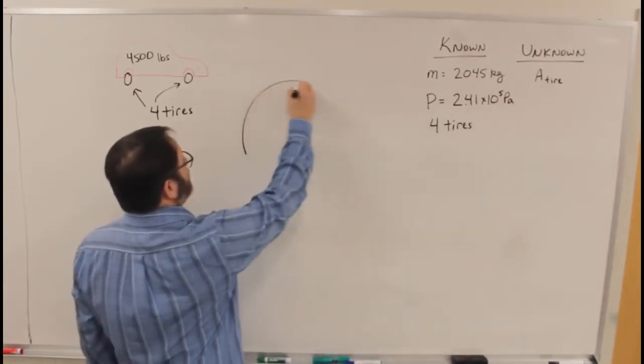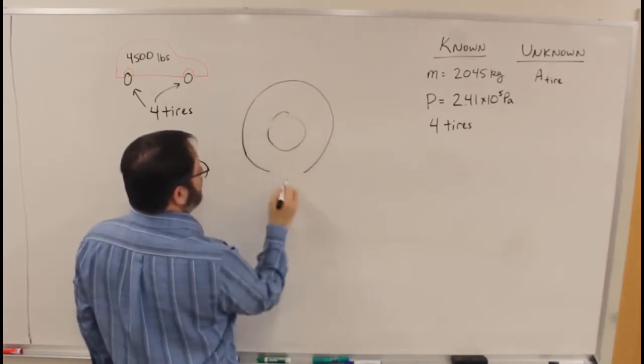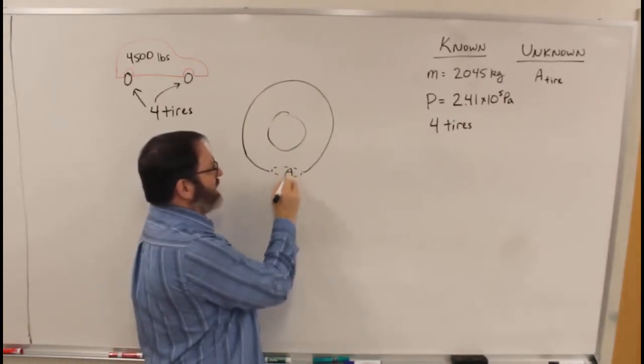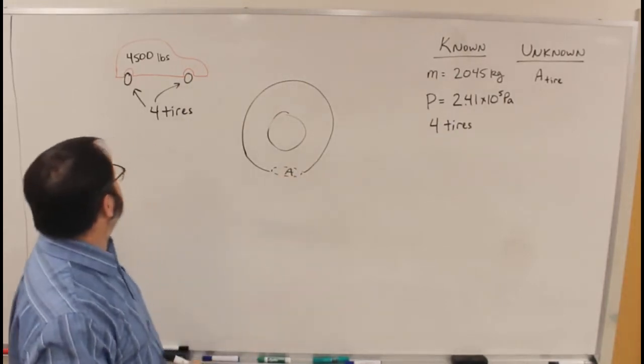the ground. So the tire has some amount of surface that's touching the ground. It's that area that we're interested in. So how can we figure that out?